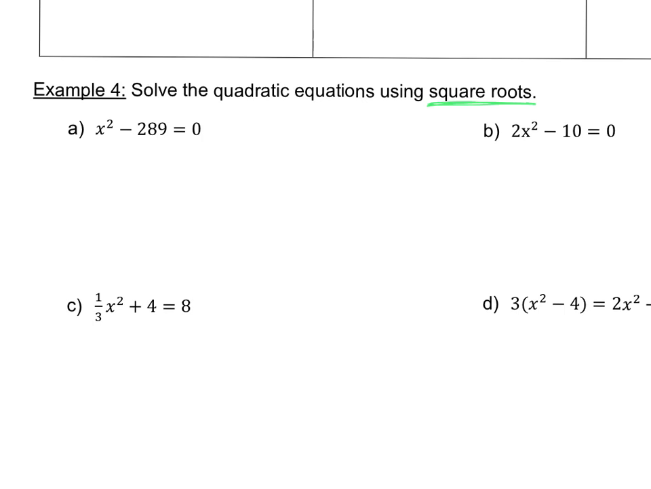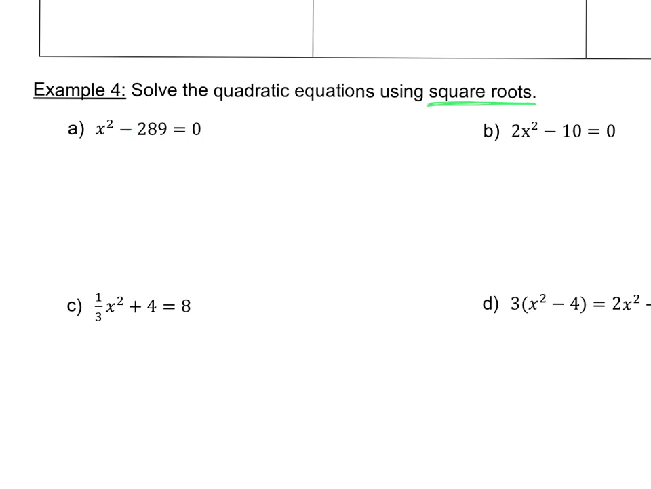So what we're going to learn today is how to use square roots to solve quadratics, to cancel out that power of 2. So when I look at this problem here, the goal is to try to get the x squared by itself, because if I can get the x squared by itself, then I can take a square root. I couldn't take a square root right away because then I would have to try to work with taking the square root of negative 289. And that's a little bit hard because that negative sign's in the way.